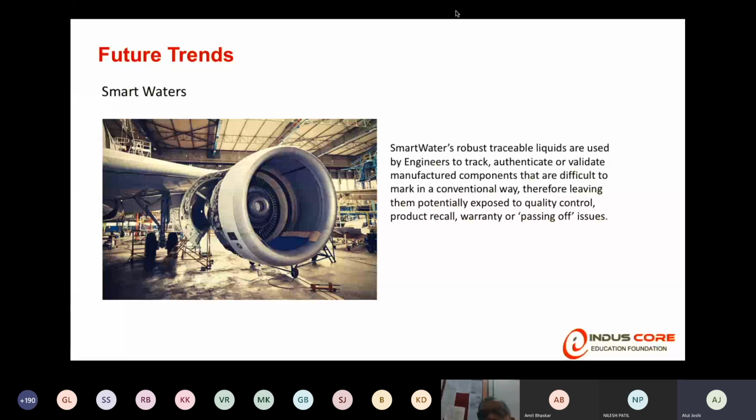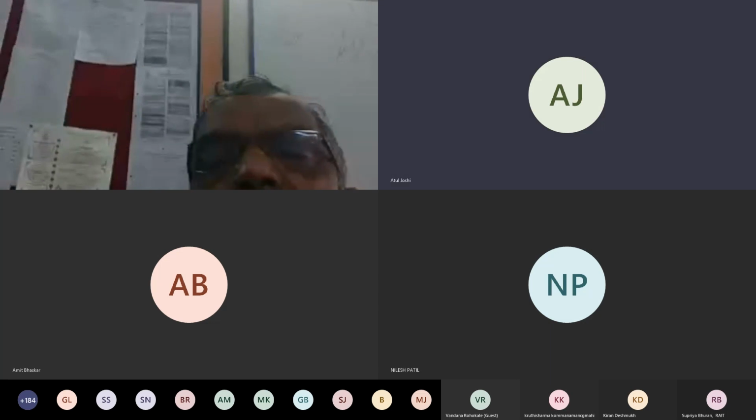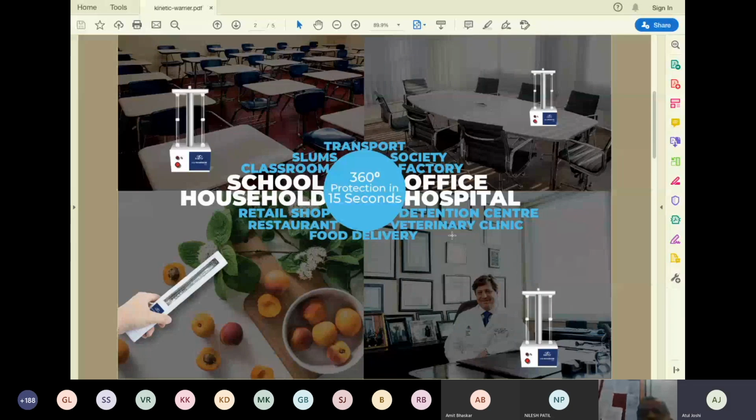Can you see my screen? This is the latest device which I saw 3 days back. It's basically developed by Kinetic Engineering. You move this rod around in the room, and in 100 square feet, it can kill all the virus. Yeah, that is good.